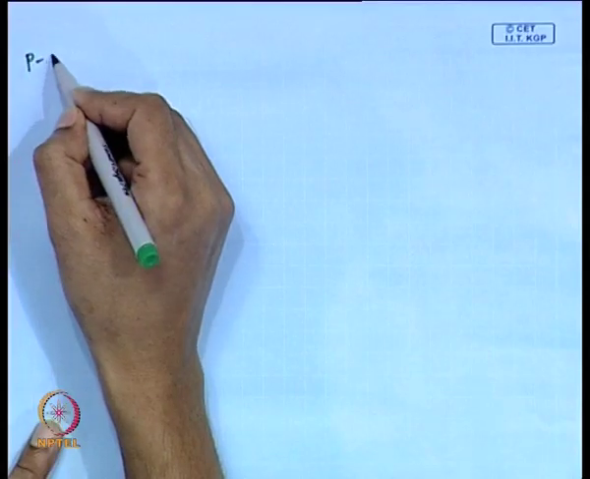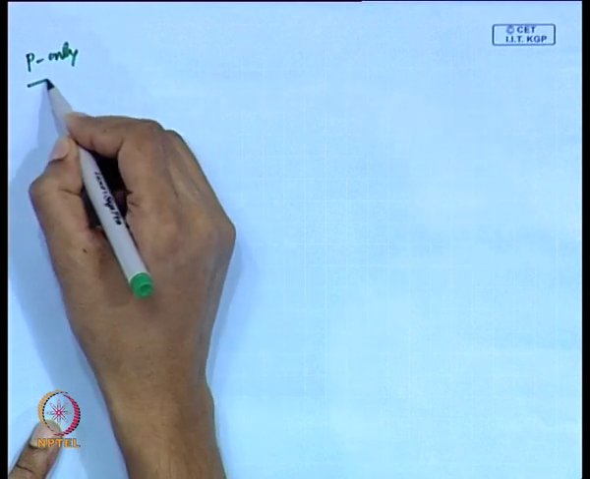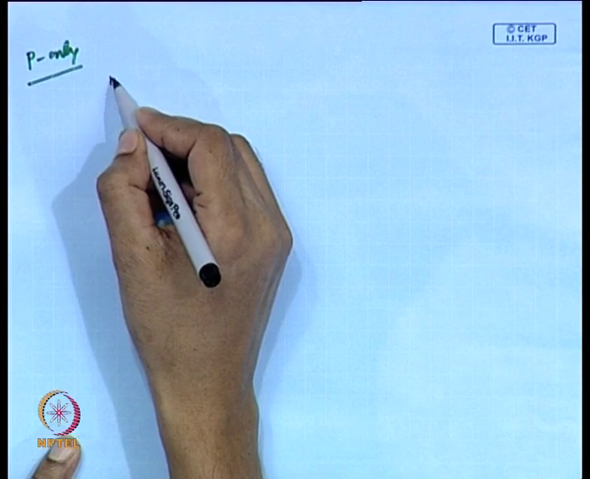So, we have discussed the 3 controllers. One is P only, second one is PI, and third one is PID. Now, we will conclude these 3 control actions one by one. So, first controller is P only controller. What we concluded for P only controller? It speeds up the response.